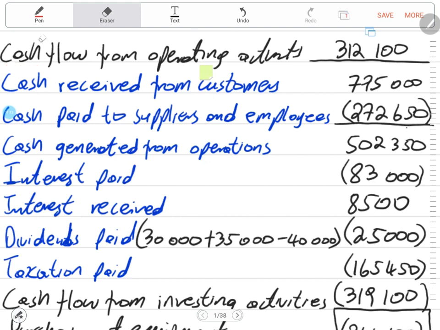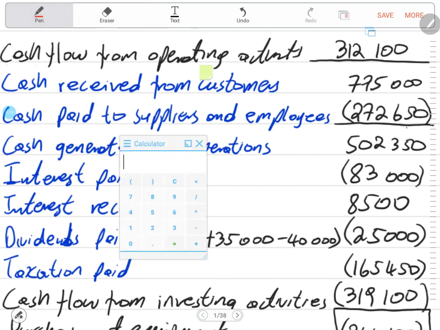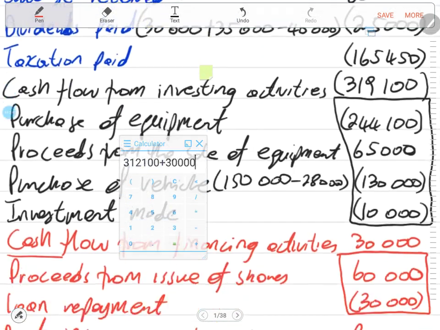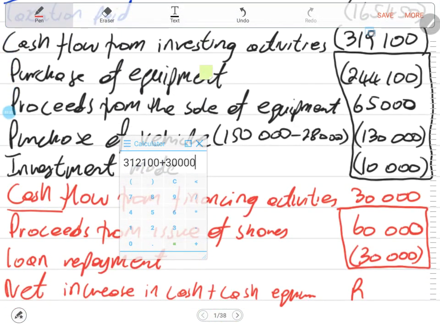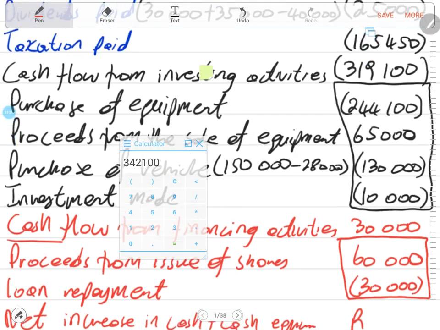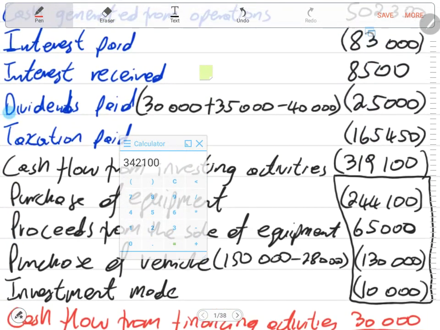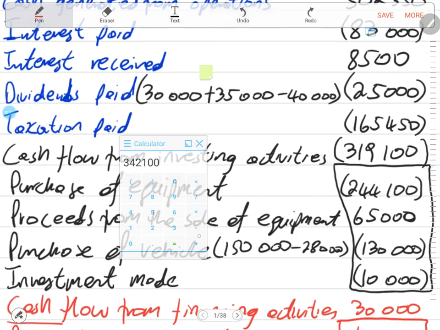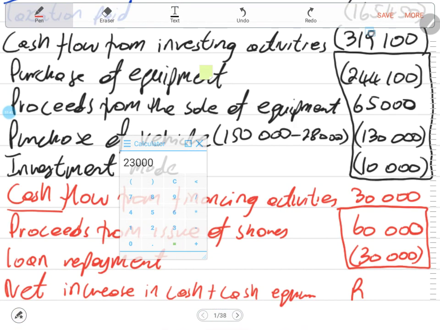The ones that have a positive amount are our cash flow from operating activities, 312,100, plus 30,000 rands which comes from cash flow from financing activities. Then the total is 342,000. It is bigger than 319,100 from investing activities, which is negative. Then minus 319,100. This gives us 23,000 rands.